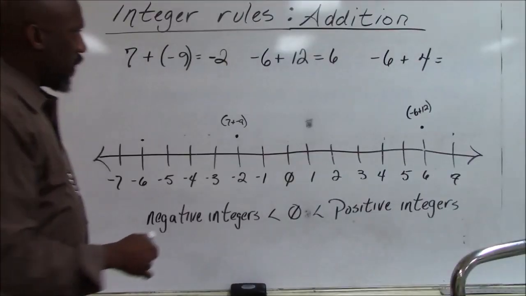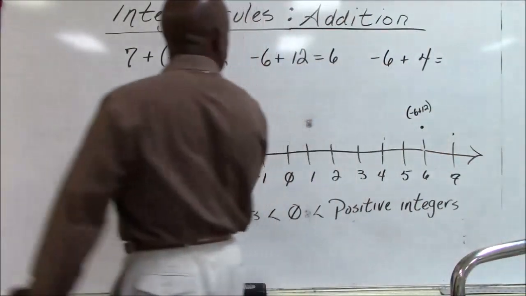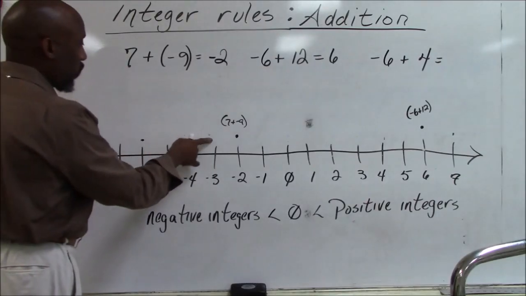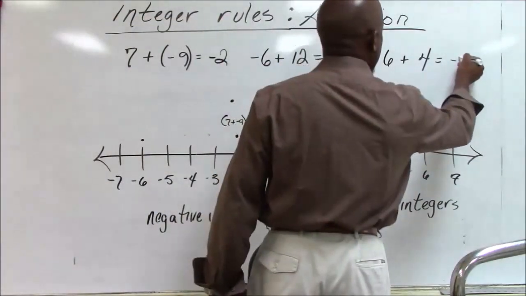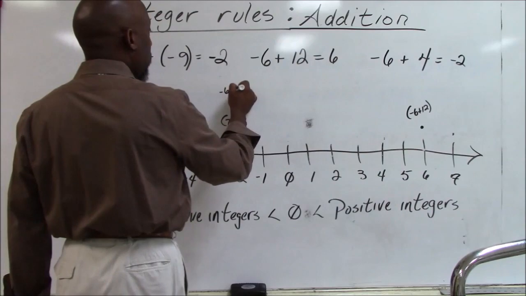Let's look at negative 6. Again, we're starting off in the negative direction, and then it says we're adding 4, so we're going in the positive direction. 1, 2, 3, 4. Our answer here is negative 2, and we're going to plot that as negative 6 plus 4.